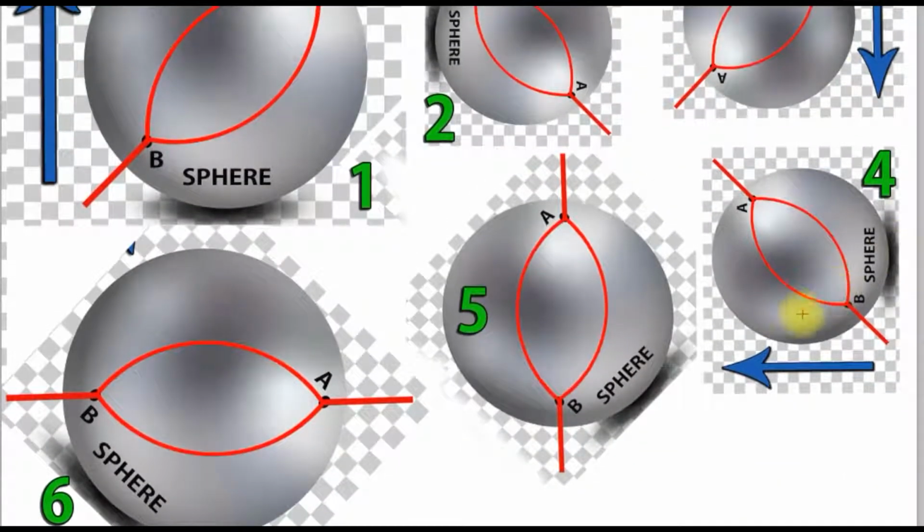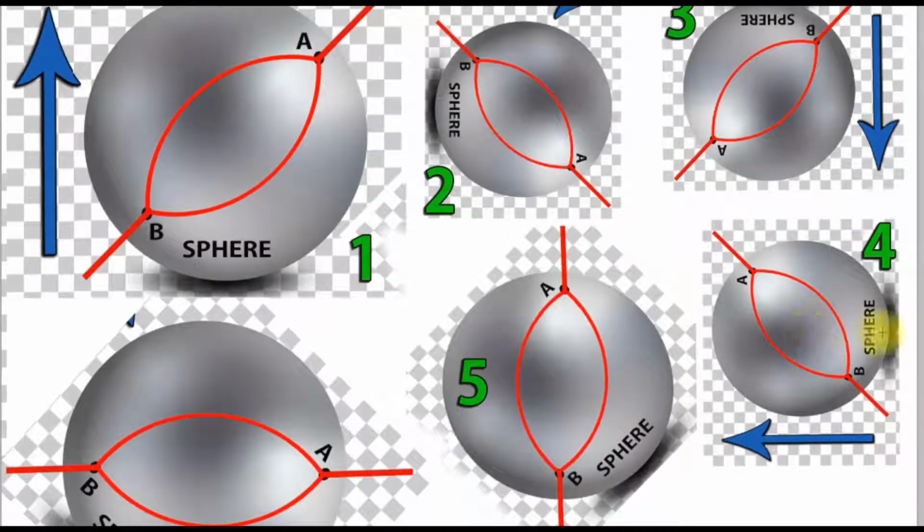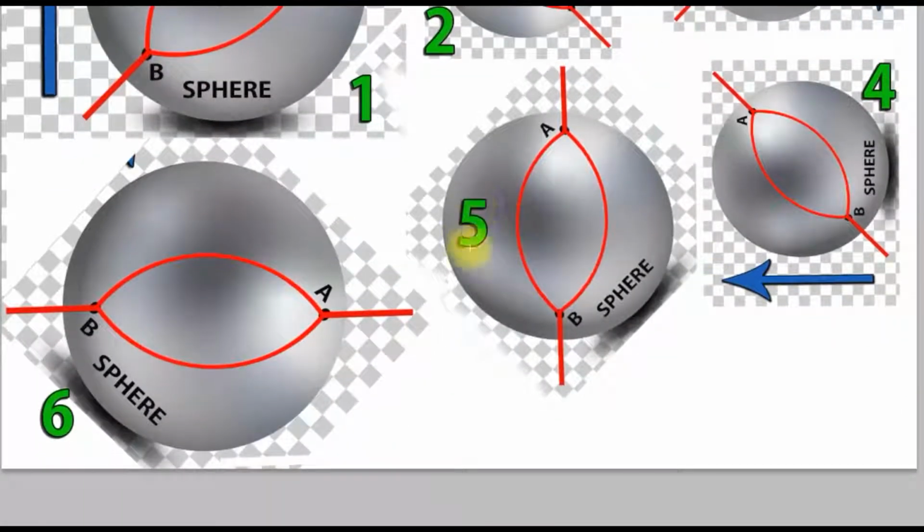And then you have number 4. Number 4 and number 2 are exactly the same, although by the shade here you can see they are facing different directions. But it doesn't really matter. The distance is the same. Now we're going to be working more with sphere number 5 and number 6. We're going to be looking at this in more detail.